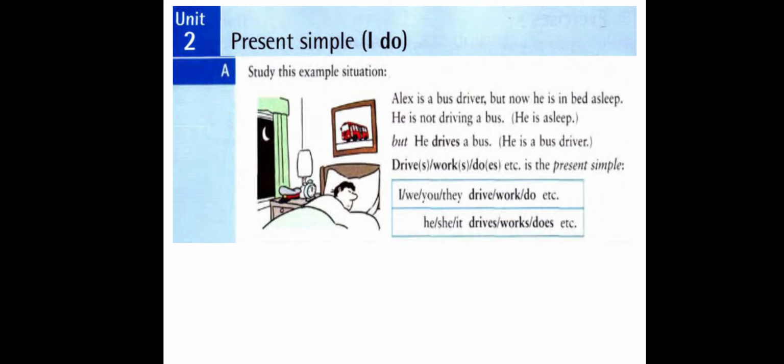I drive to work every day. We drive to work every day. You drive to work every day. They drive to work every day. Here, if we look at the verb drive, it is in the present simple because we speak about a habit, something which is repeated, an action which is repeated.